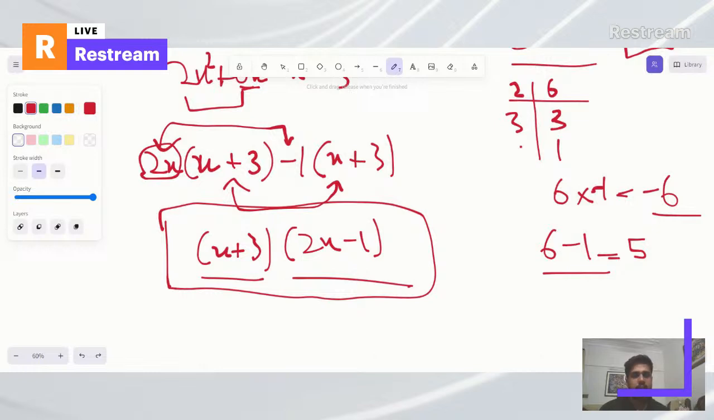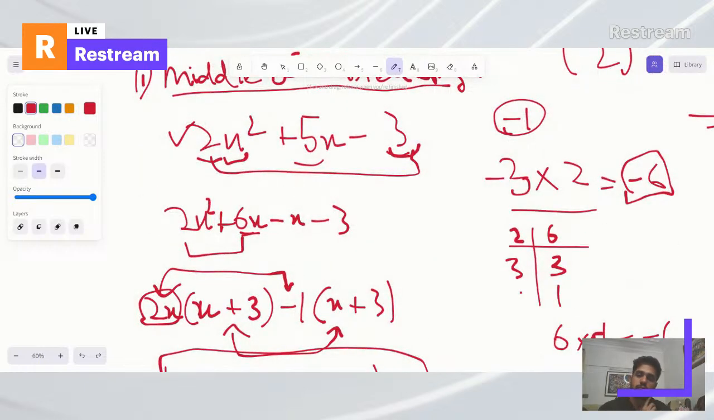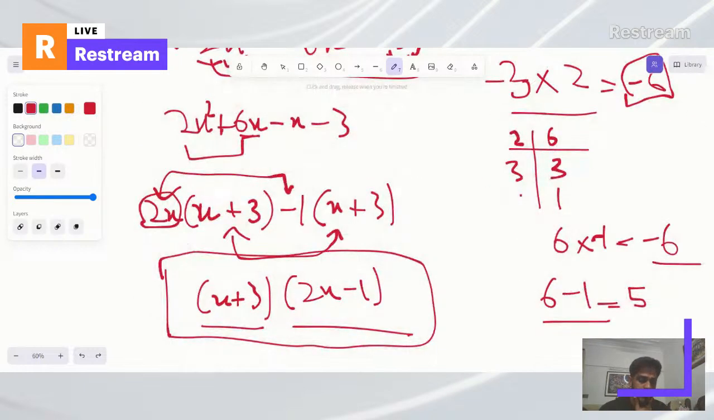Is there anybody who does not understand this? So somebody has already answered me correctly. Perfect. So is there anyone who does not understand this? Perfect.